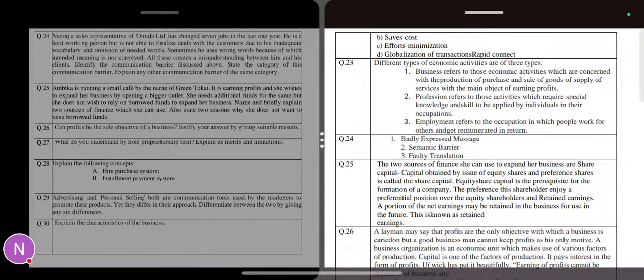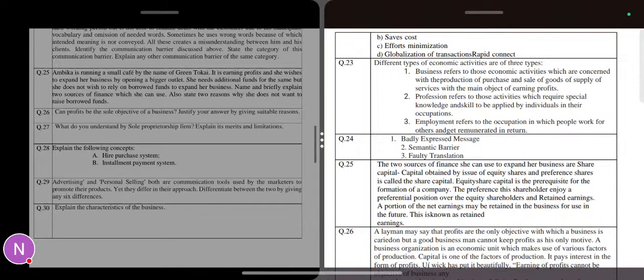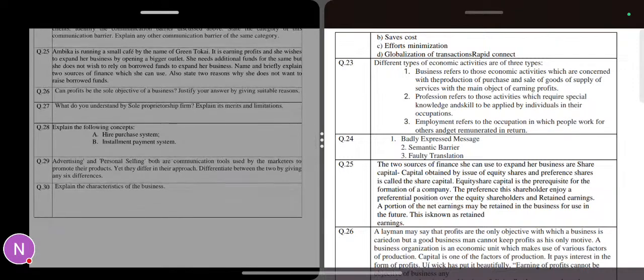The preference shareholder enjoys a preferable position over the equity shareholder. And retained earnings: a portion of the net earnings may be retained in the business for use in the future. This is known as retained earnings.